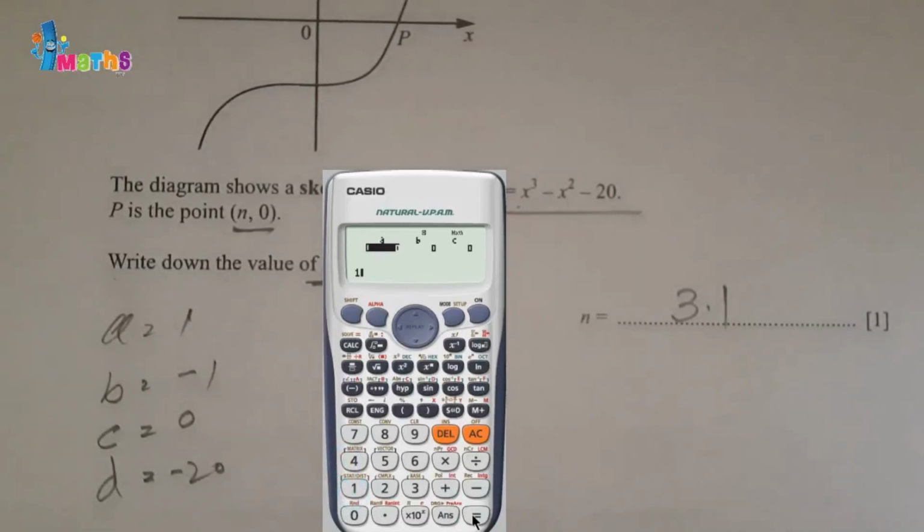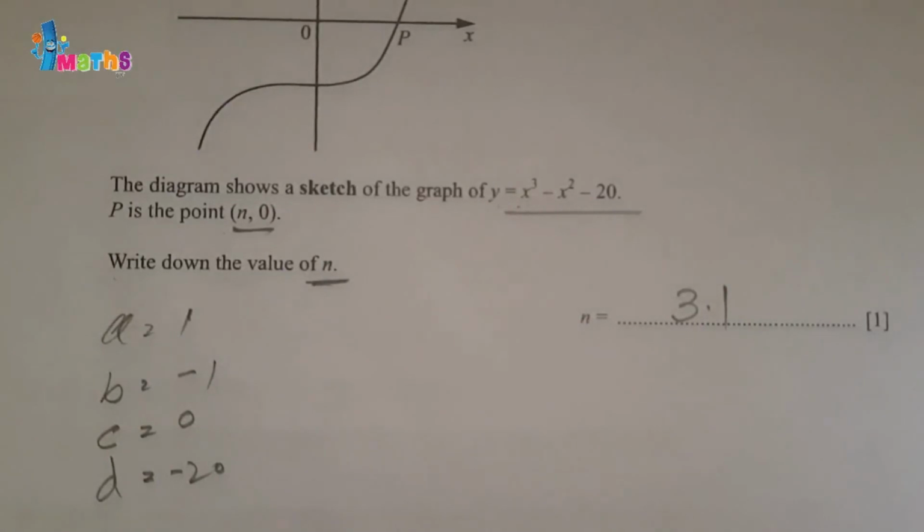On the calculator, we can use mode 5, which is equation, and then we will be using 4. So mode 5 and then 4, and you will be inserting the values and you will get n is equal to 3.1.